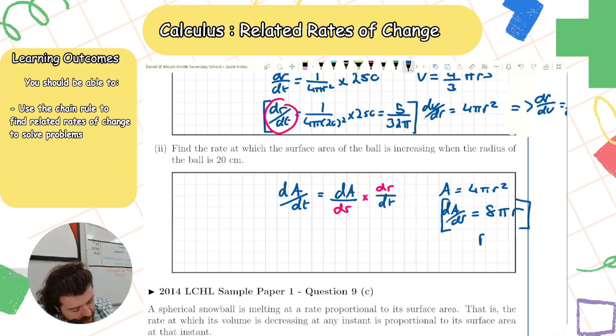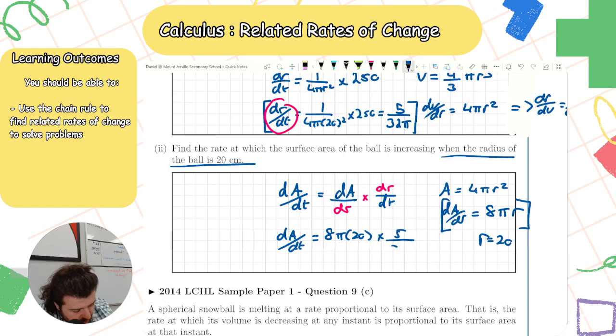Then r is equal to 20. That's what it says here, when the radius of the ball is 20 centimeters. So dA/dt is equal to dA/dr, which is 8 pi times 20, times dr/dt, which is 5 over 32 pi. And then my final answer here will be 25 centimeters squared per second. That is dA/dt.